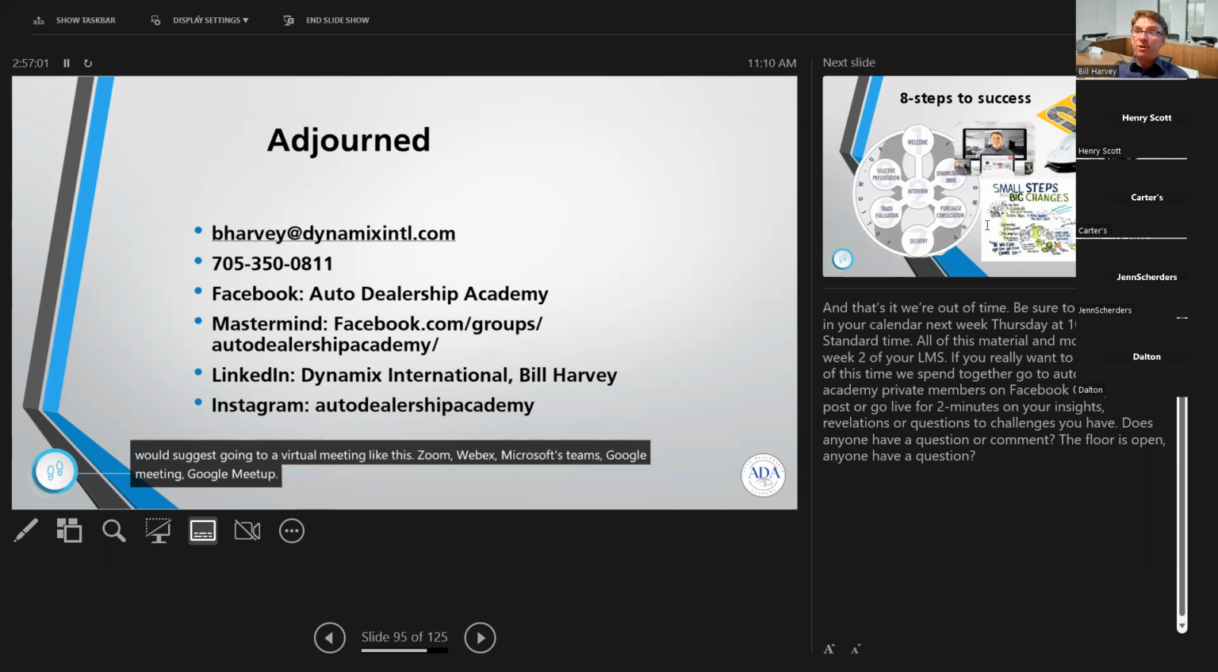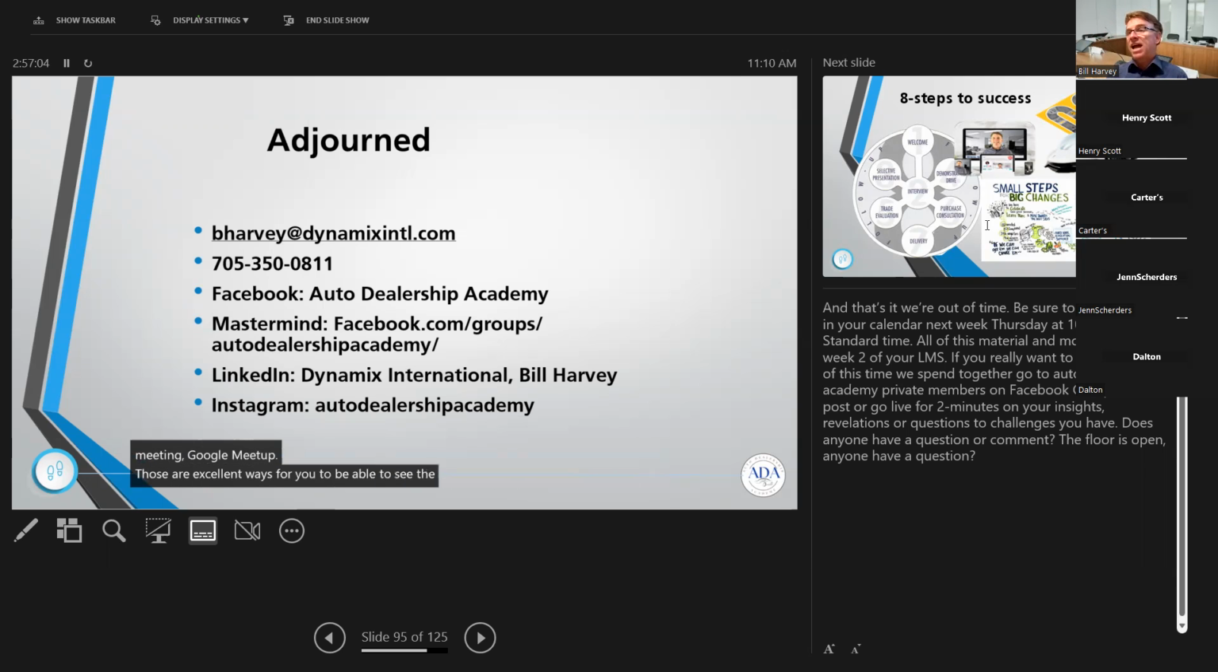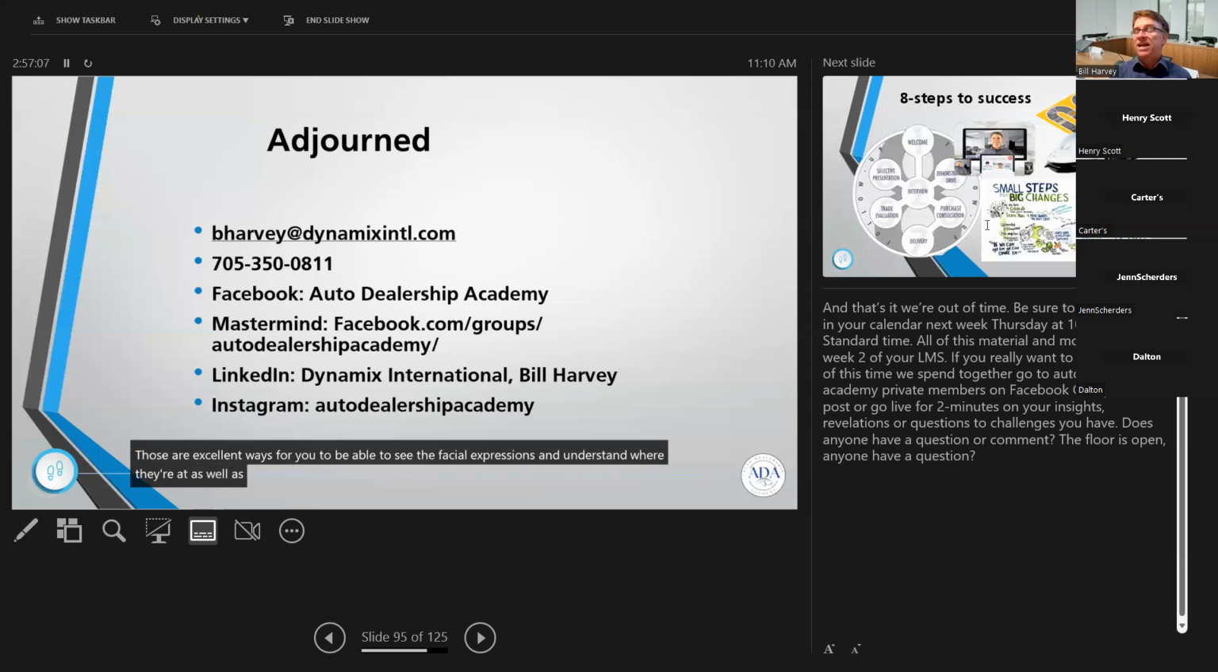Those are excellent ways for you to be able to see the facial expressions and understand where they're at, as well as take people to the internet and to your build and price, and specifically drill down on the vehicle that they're looking at. And I do share those details with you in the leveraging apps and technology, how to do so. So you will get there. I do believe at some point a big portion of your business will come from virtual at any time of the year, as people get more accustomed, more confident buying without seeing the vehicle at all.